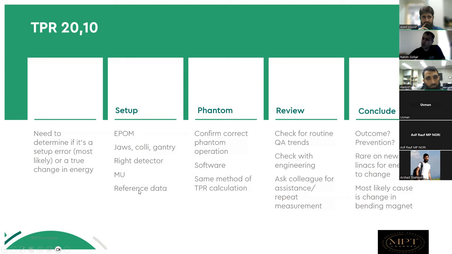Maybe you are comparing with the wrong reference data. Maybe you are getting the right thing, right? You need to check, because there is always a baseline from the commissioning. And then the phantom, the software. Maybe if the software is directly giving you the TPR 20/10 from your PDD, maybe it's using the wrong protocol, because you have the IAEA protocol, TG-51 protocol, IEC protocol. There are so many. Maybe that's wrong.